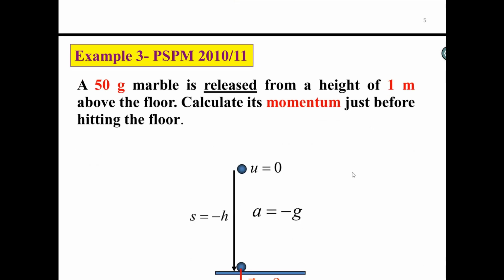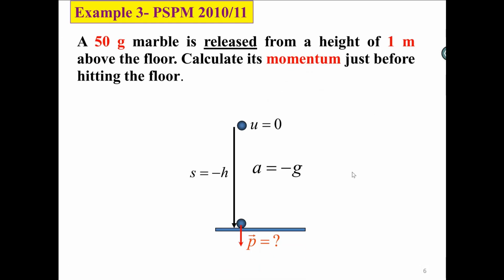Example 3 from the PSPM 2010-2011. Okay, a 50-gram marble is released from a height of 1 meter above the floor. Calculate the momentum just before it hits the floor. So, soalan cakap dia kata marble tu release from high. So, bila release, you must know initial velocity is equal to 0. Kita cuma lepaskan je. Okay, from height 1 meter above the floor. Calculate the momentum just before it hits the floor.